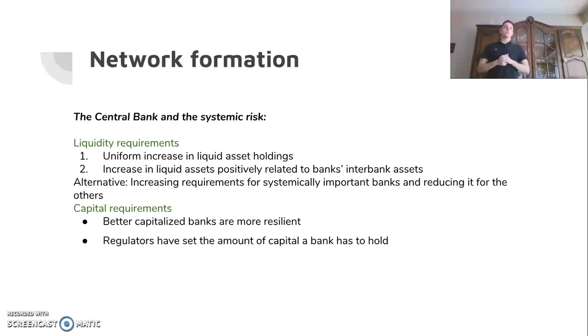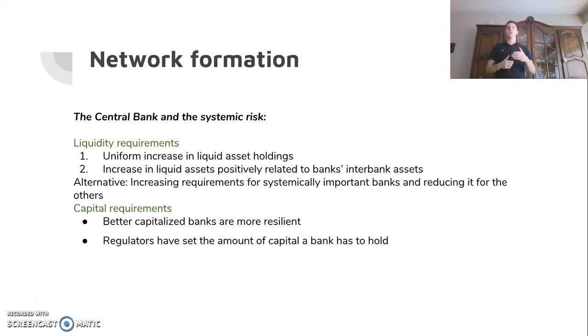The first one is a uniform increase in liquid asset holdings, and the second imposes an increase in liquid assets that is positively related to banks' interbank assets. It was showed that increasing liquidity requirements for systemically important banks and reducing them for the others could lead to lower systemic risk. Now, about the capital requirement.